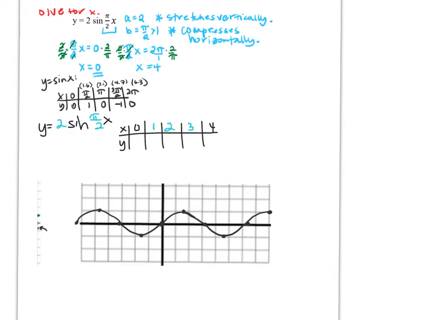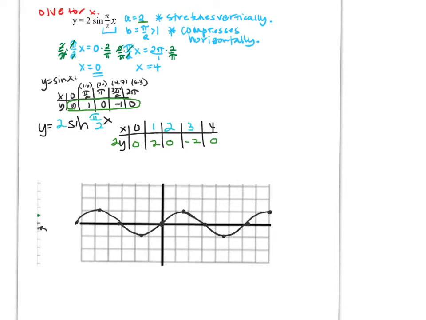Now remember, our outputs, our a value is 2. That means we're going to multiply all of our outputs by 2. And this is just like what we did in that first day's lesson. So 0 times 2 is 0, 1 times 2 is 2, and then we're back at 0. Negative 1 times 2 is negative 2, and then we're back up at 0.